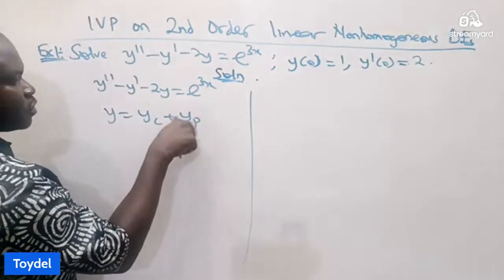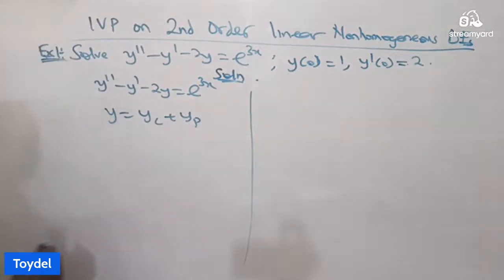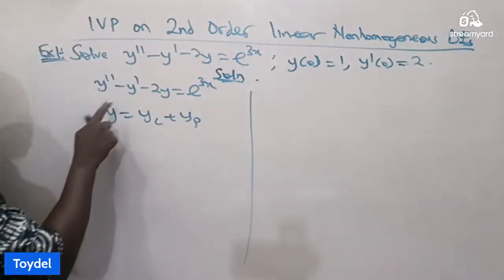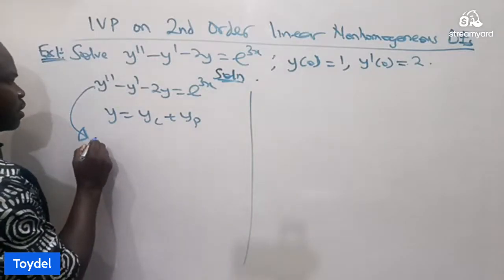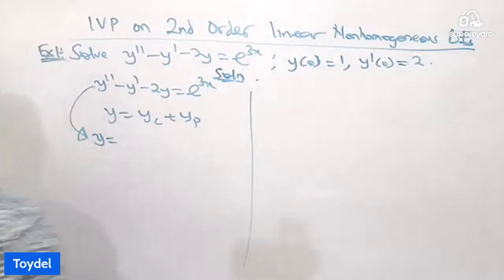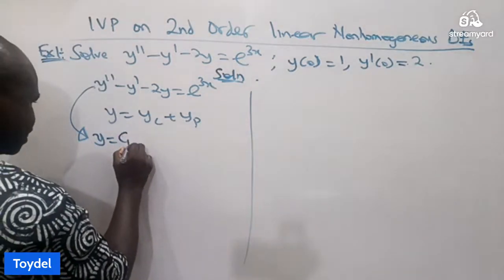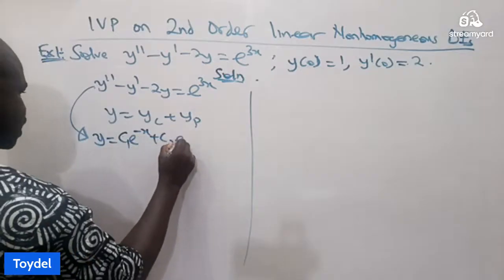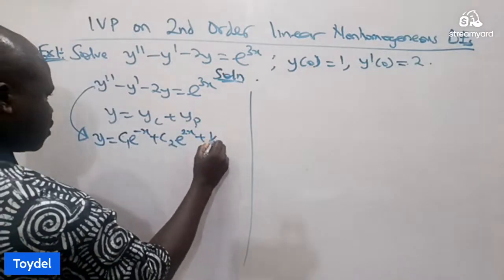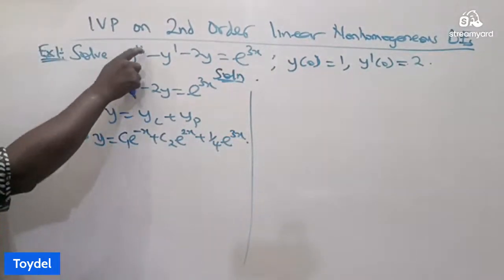Now, when we want to find a particular solution, we can use the method of comparing coefficients, or we can use the other method, particular integral. So in this case, when we solve this, we have done this in the past. The general solution to this problem is given as y equals c1 exponential minus x plus c2 exponential 2x plus 1/4 exponential 3x. This is the general solution to this particular problem.